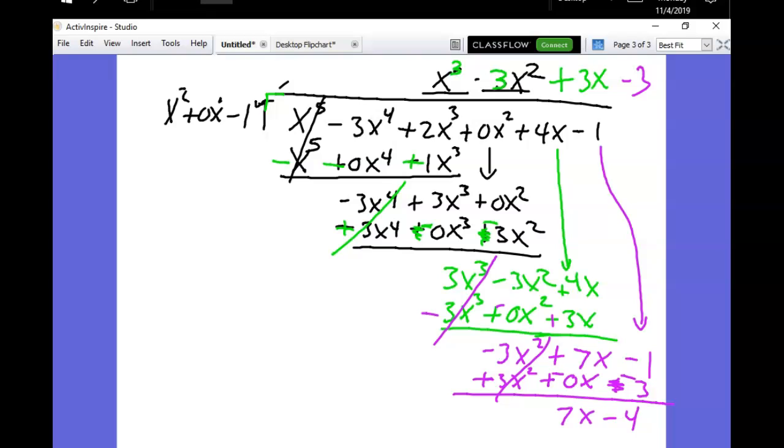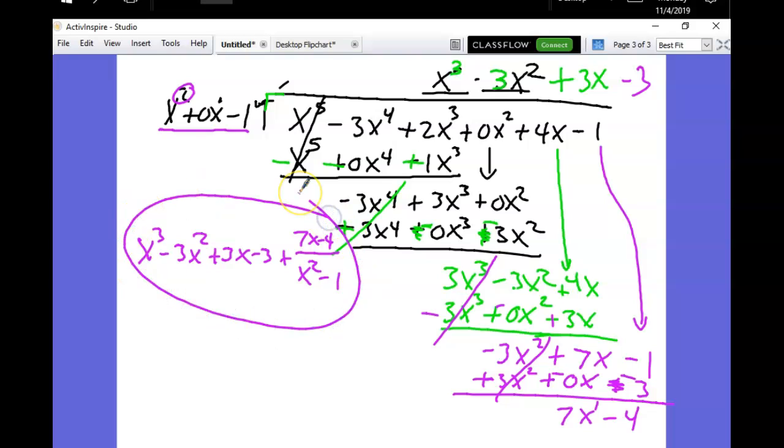Now here's how we know we're done. You guys ready? What's the power of this one? What's the power of this one? When this power is less than this one, we're done. Okay? So my final answer would be x cubed minus 3x squared plus 7x minus 4. And we don't do the 0x squared in the final answer. That was just as a placeholder, so all of our terms would line up. There you go. That's long division.